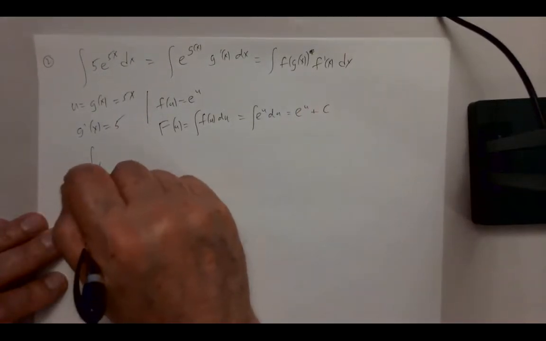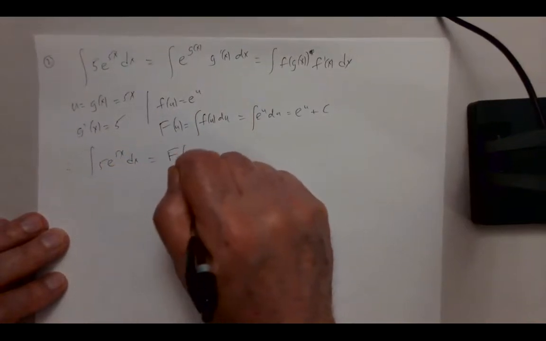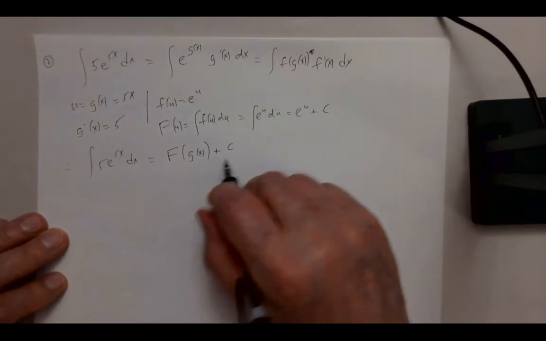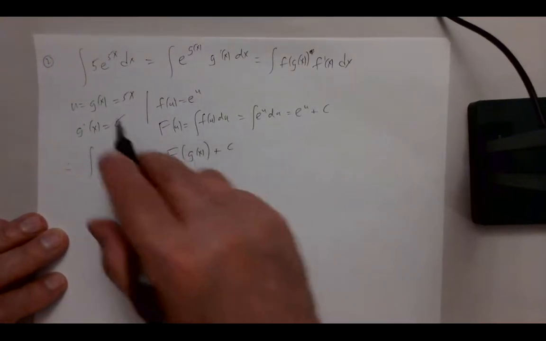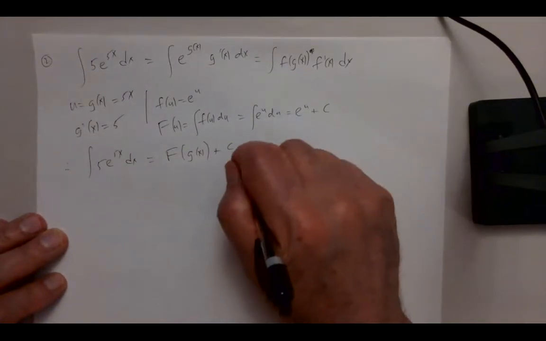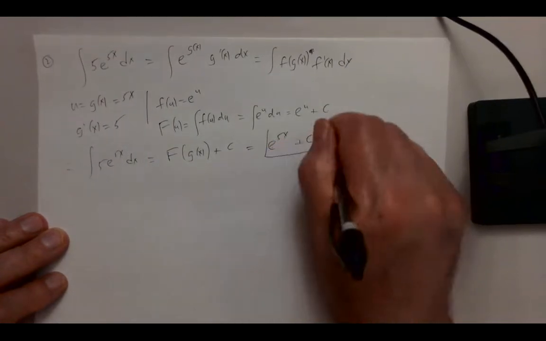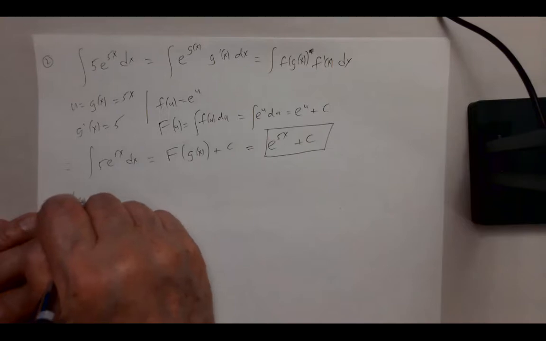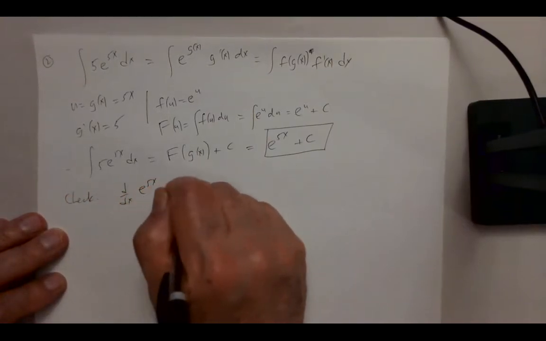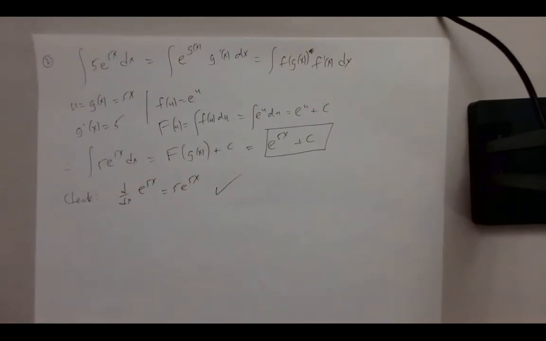So we get that the integral of 5 e to the 5x dx is capital F of g of x plus a constant. What is g of x? g of x is 5x. What's capital F of u, e to the u? So this is e to the 5x plus a constant. And again, we can check the derivative with respect to x of e to the 5x is 5 e to the 5x. So that's good. That works.